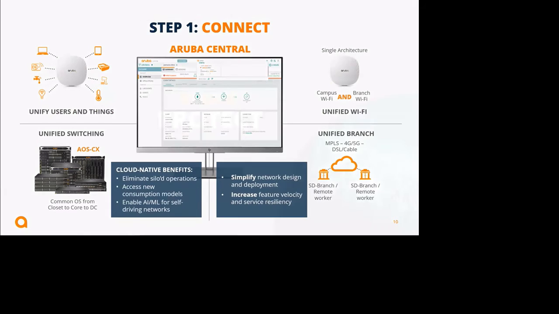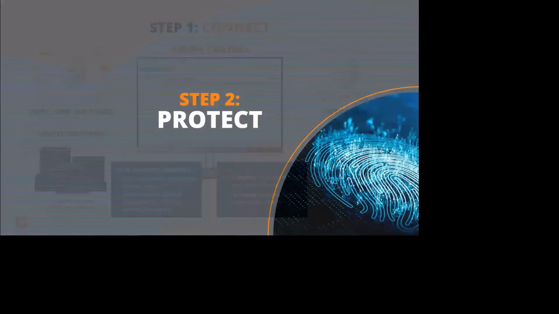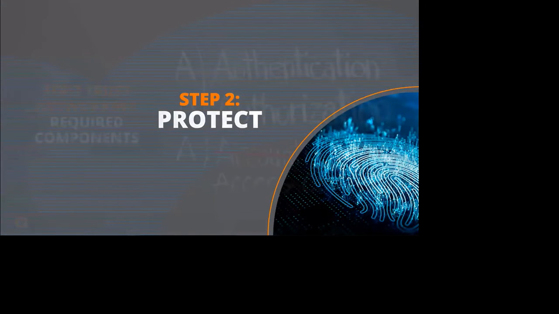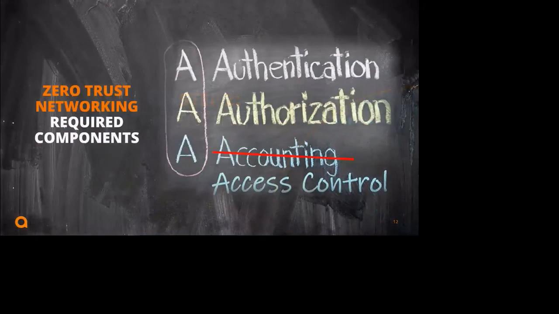Let's continue towards the protection layer. This is where we implement our dynamic segmentation strategy. So what's zero trust security? Zero trust security means that nothing is trusted by default. Whether the connectivity is coming from inside or outside the network, a complete verification is always required before gaining access to resources on the network.